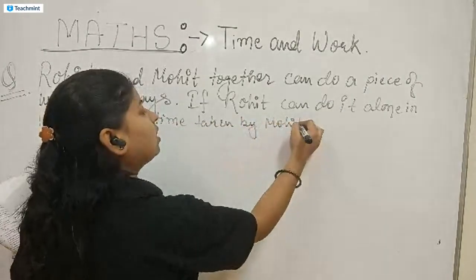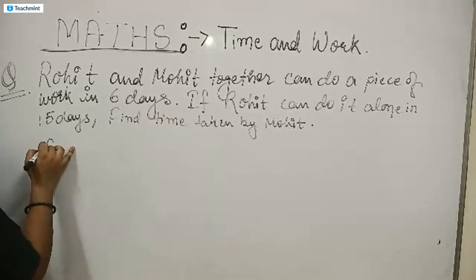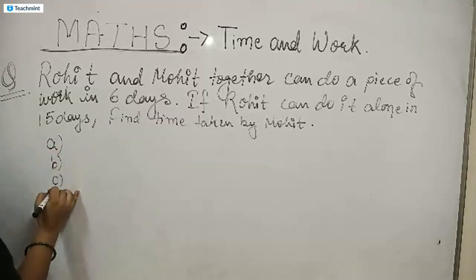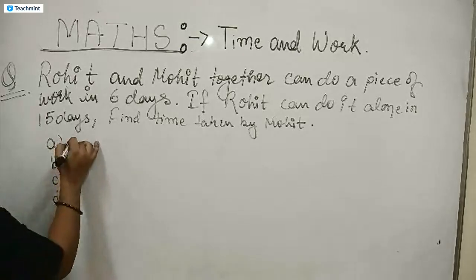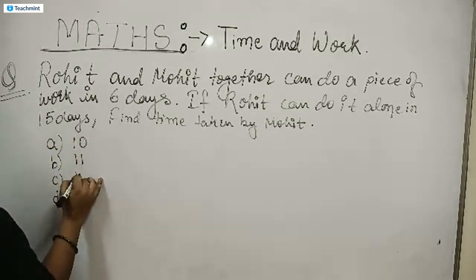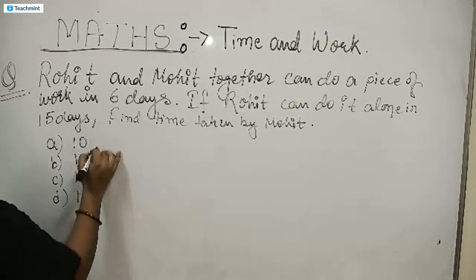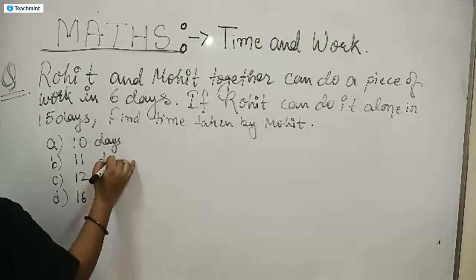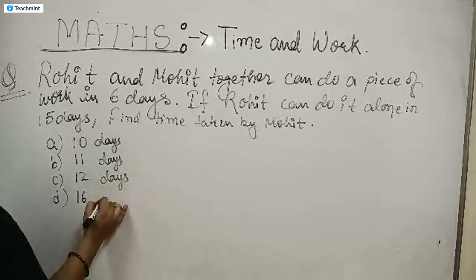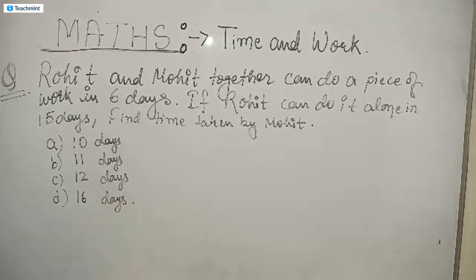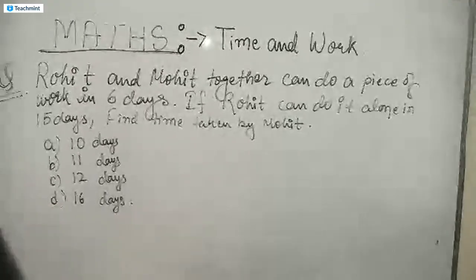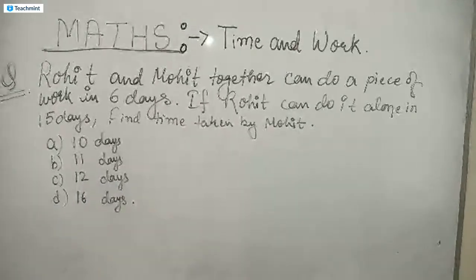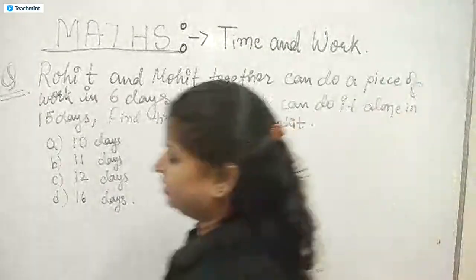When Rohit and Mohit work together, they take 6 days. When Rohit works alone, he takes 15 days. You have to find out the time Mohit will take if he works alone. The options are 10 days, 11 days, 12 days, 16 days. Quickly answer me.